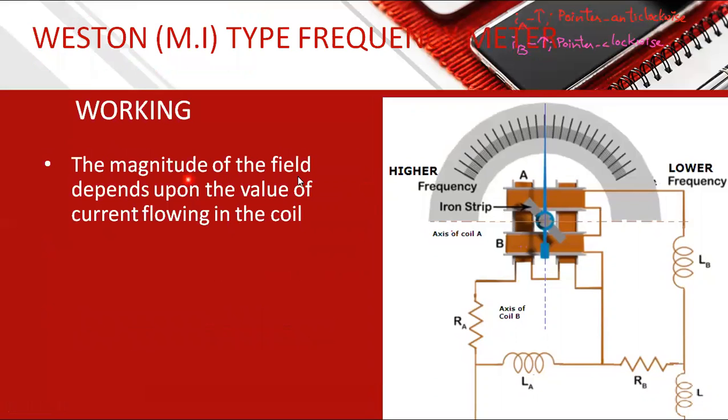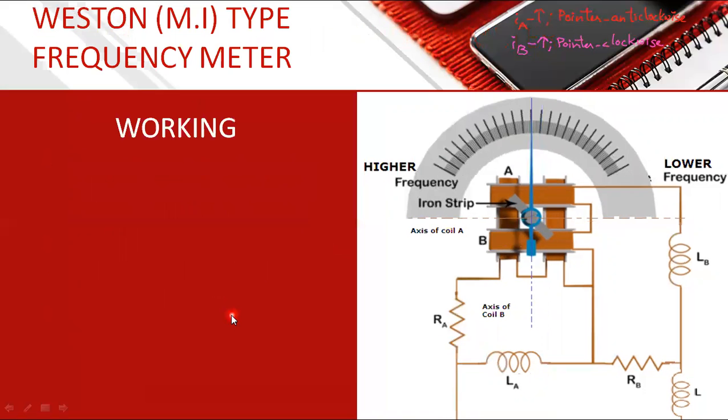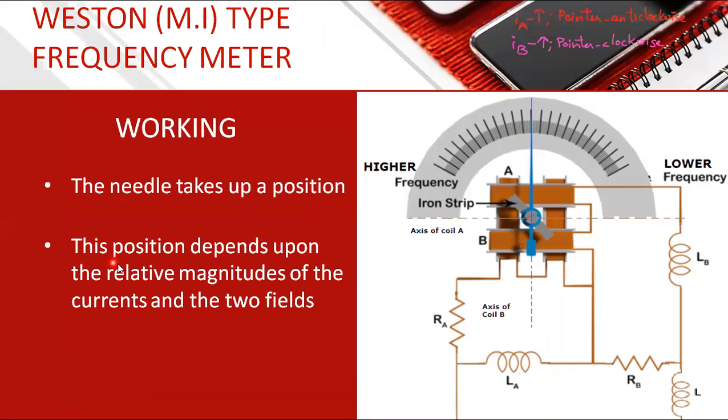The magnitude of the field depends upon the value of the current in the coil. As we know, the flux is proportional to the current. More is the current, more will be the magnetic field produced. These fields act on soft iron needle. The needle takes up position. Which position? This position depends upon the relative magnitudes of currents and the two fields. Relative magnitudes of currents, which mean greater side or the stronger field.